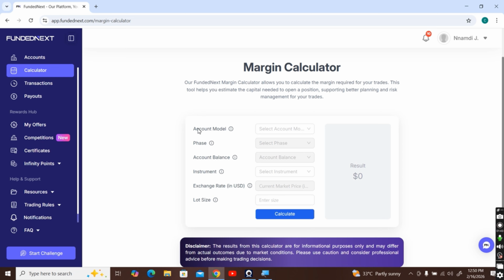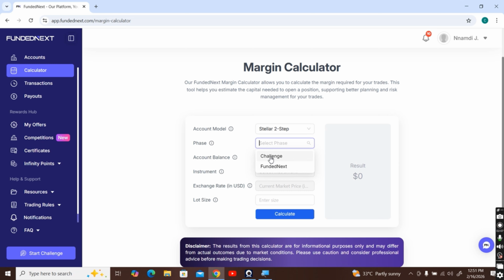First of all, you are asked for the account model. If you click on the drop-down menu, you see we have the evaluation, the express, step 1, step 2, stellar 1-step, and stellar instant. My account is a stellar 2-step account, so I have phase 1 and phase 2. Then they ask you which phase, it is either you are in the challenge phase or you are in the FundedNext phase.